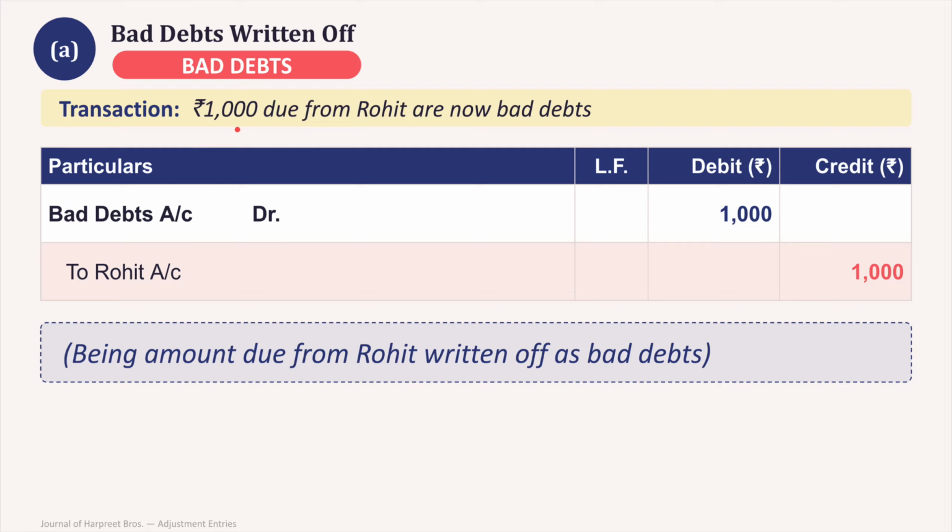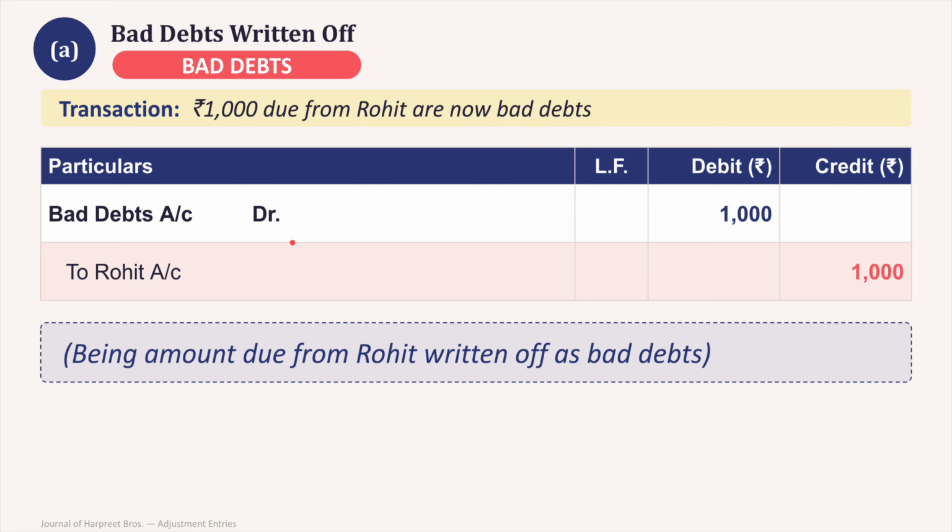First transaction, 1,000 due from Rohit are now bad debts. Now what are bad debts? It's a new term, right? Now Rohit is supposed to pay me or pay my company 1,000, but I realize that he is not going to pay me anymore. Okay, so that amount will be treated as bad debts in my books of accounts.